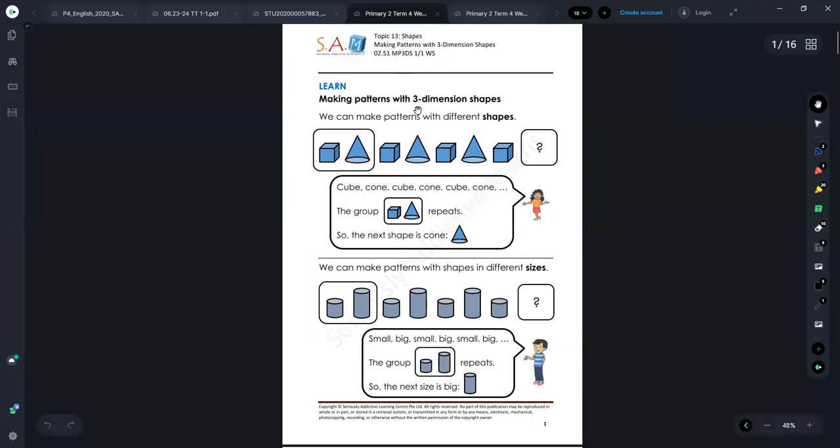The first booklet is on making patterns with 3-dimension shapes. Early on, they've already done making patterns with 2D shapes, so this should be quite easy for them. Just to do a quick recap, the idea about making patterns is to identify the repeating pattern. Students would have to recognize where there is a repeating pattern. A repeating pattern is when the set repeats itself.